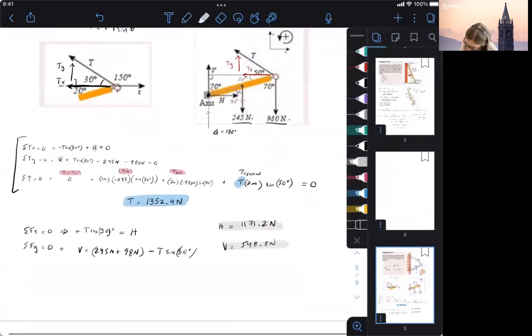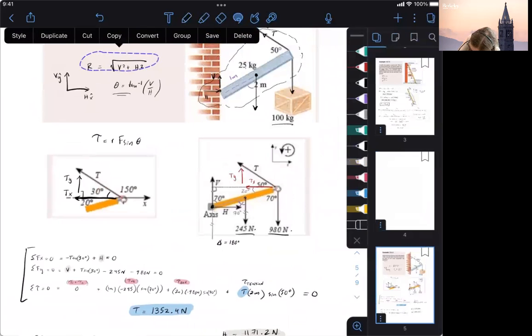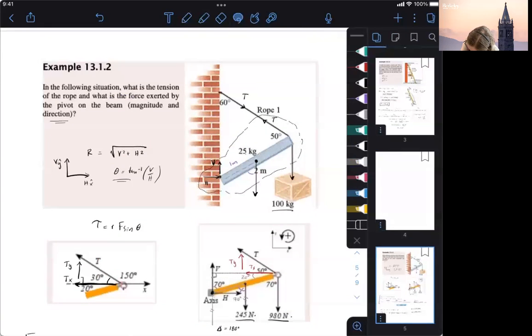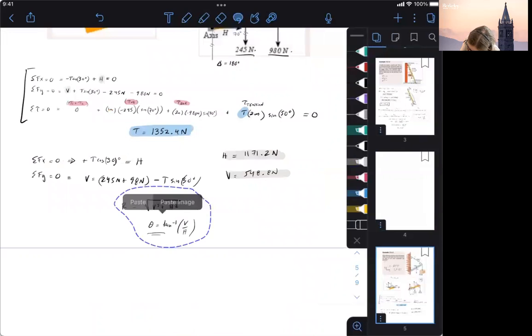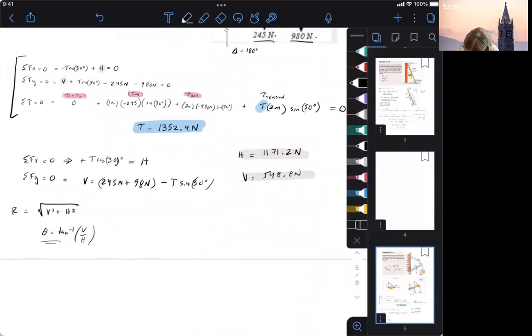All right, so now that I found the tension and both of those, what we talked about is that I need to find the magnitude and direction of my pivot force, or the force exerted by the pivot on the beam. So this is the pivot. And I want to figure out the total force that's being exerted by that pivot. So I'm going to use this equation here, plug in my values for V squared and H squared, and I'm going to end up with R is equal to the square root of both of those. This is just the resultant. R means resultant force.